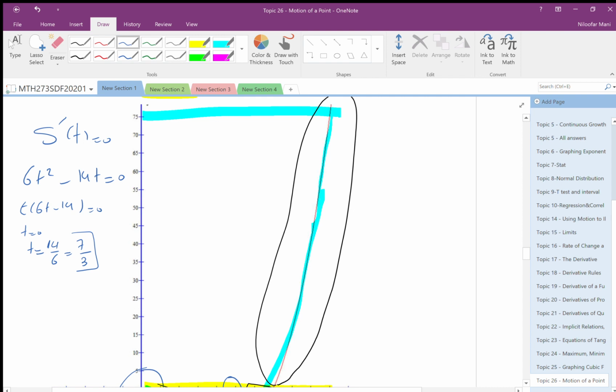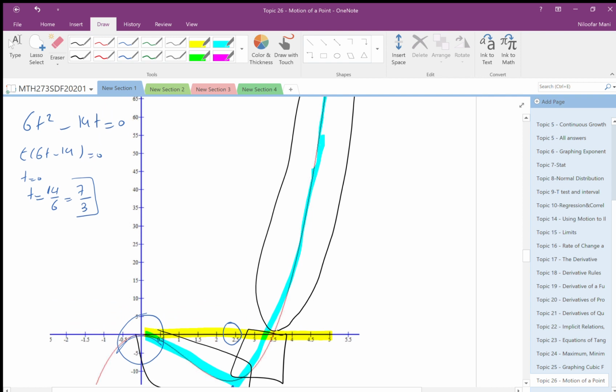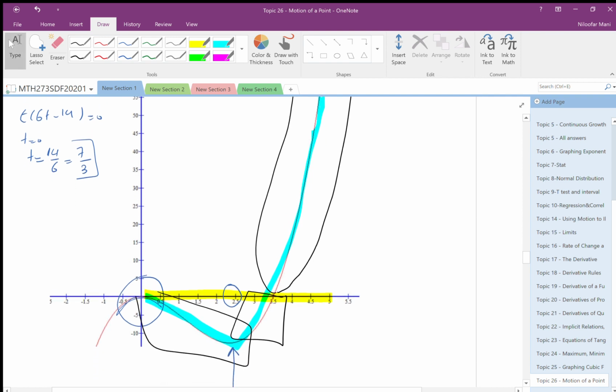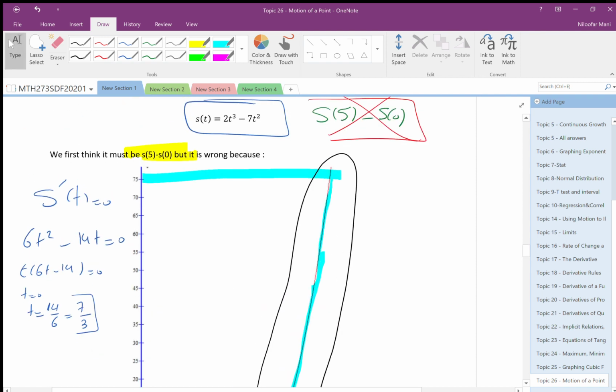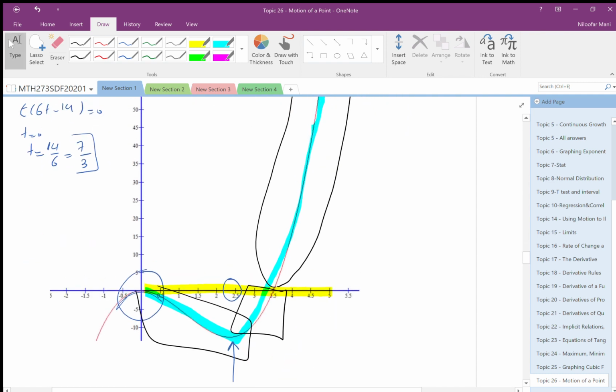Okay, and I can see, when I look at the question, it says this is the function of motion from 0 to 5. So I do S5 minus S0, but this is not the answer. The Wiley Plus doesn't accept it. But when I make the graph, I see I have a minimum which is negative. So it goes down and then comes up. So that's why I cannot use S5 minus S0, because I have to include that part. I have to include these two parts, this one and this one.